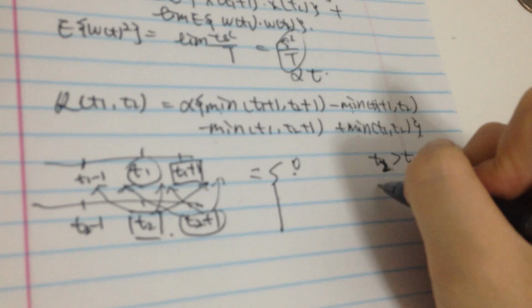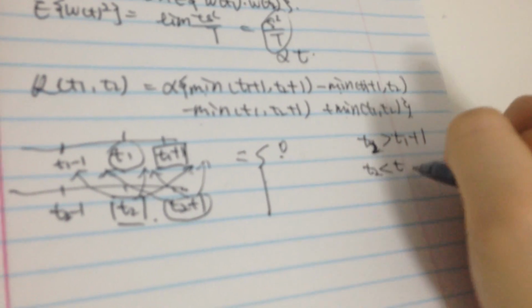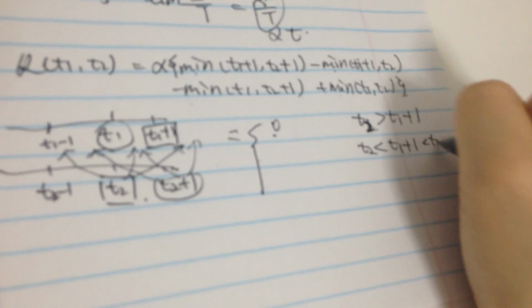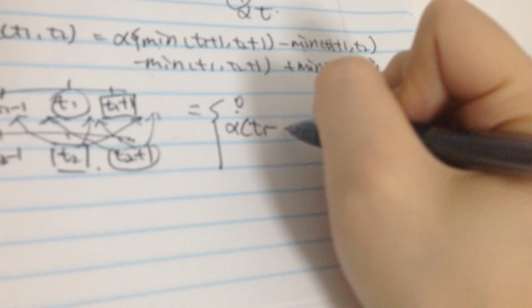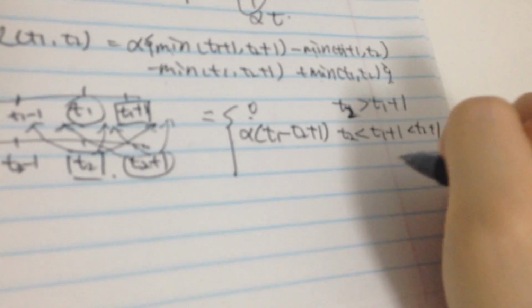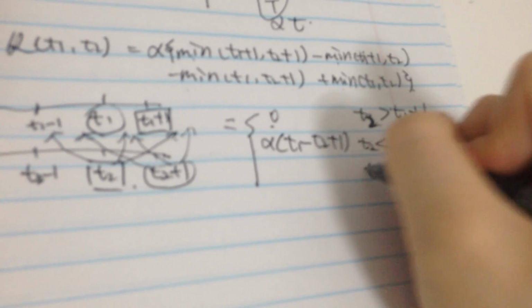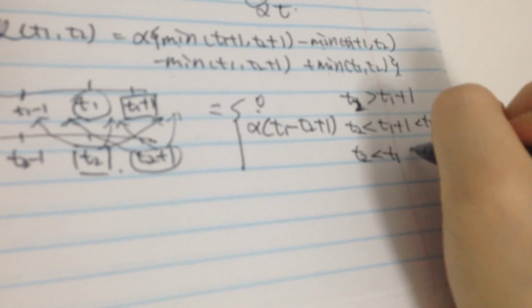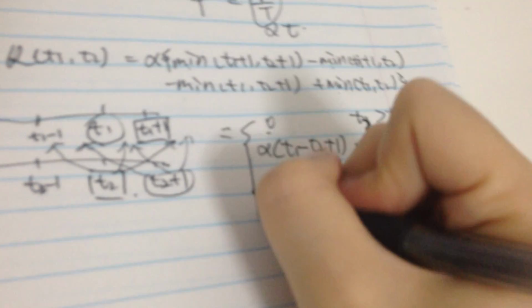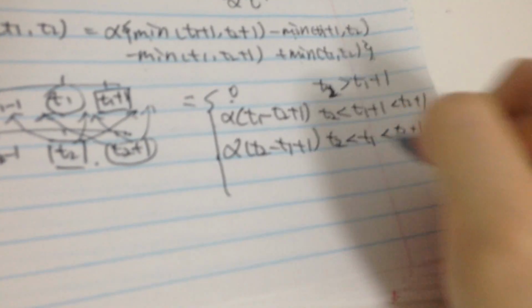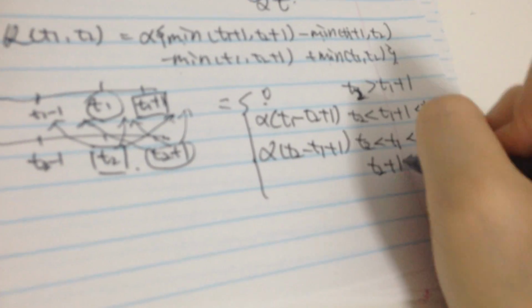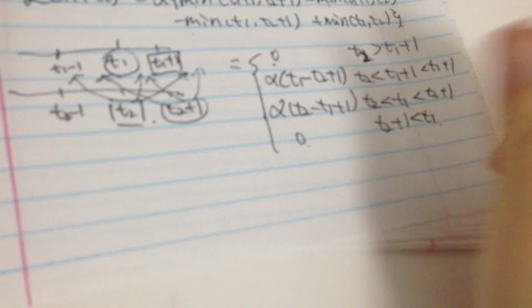And if T2 is smaller than T1 plus 1 and smaller than T2 plus 1, so here is alpha times (T1 minus T2 plus 1). If T2 is smaller than T1 and smaller than T2 plus 1, so here should be alpha times (T2 minus T1 plus 1). If T2 plus 1 is smaller than T1, so 0. So here's the result of our R(T1, T2).